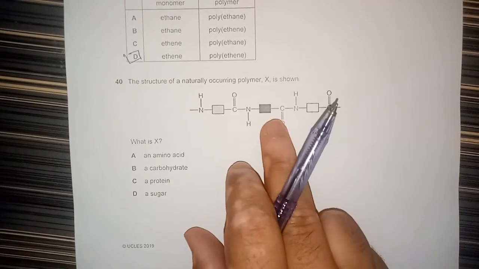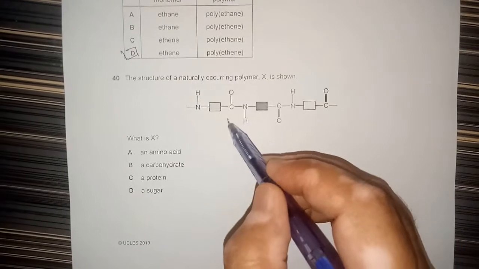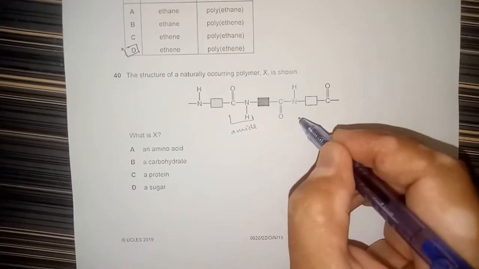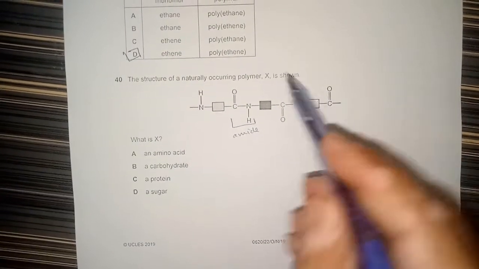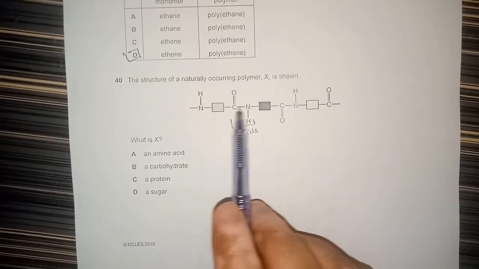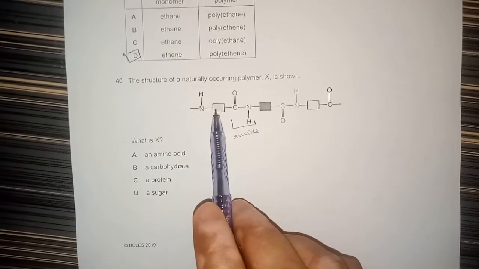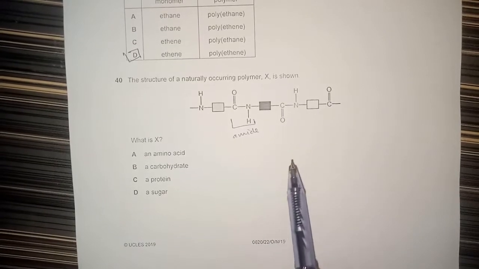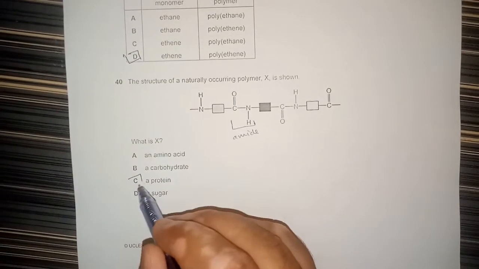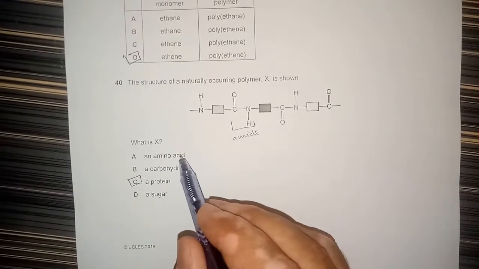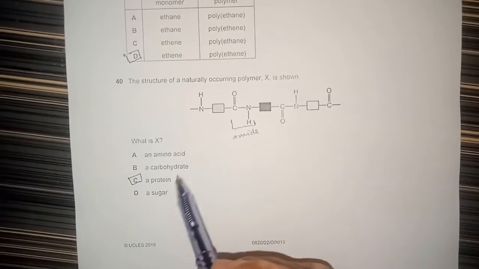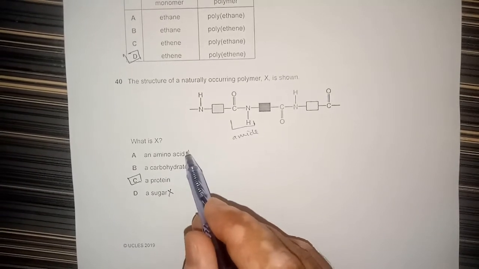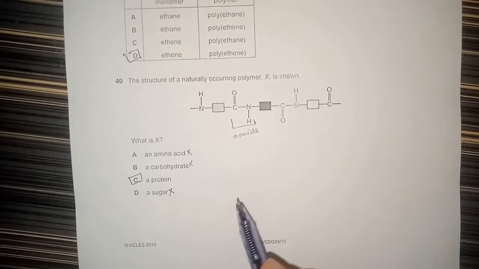40. Here is the condensation polymer, and as we have, this is the amide or peptide bond. This is an amide bond or peptide bond. So we can say A. And secondly, the repeat units are different. Here we have the gray box, black and white. As the repeat units are different, this is only for the protein. This is not an amino acid, not a carbohydrate, not a sugar. So all the other options are incorrect. Only C is the correct option.